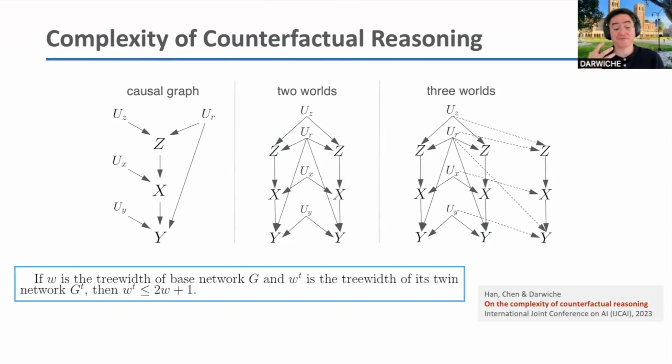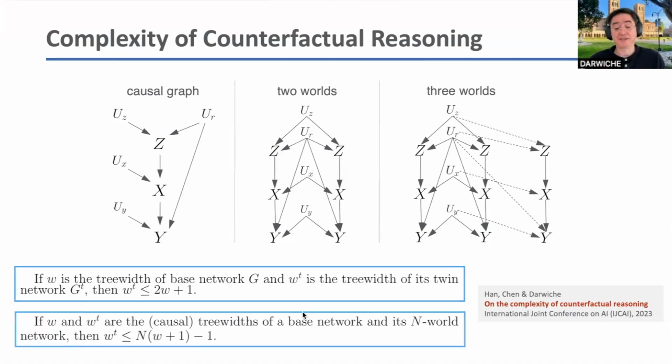And the fundamental theorem is this. If you have an elimination order for this graph, and it has a certain width W, then for a twin network, I can construct automatically an elimination order whose width is this. So basically, I can just double the width.